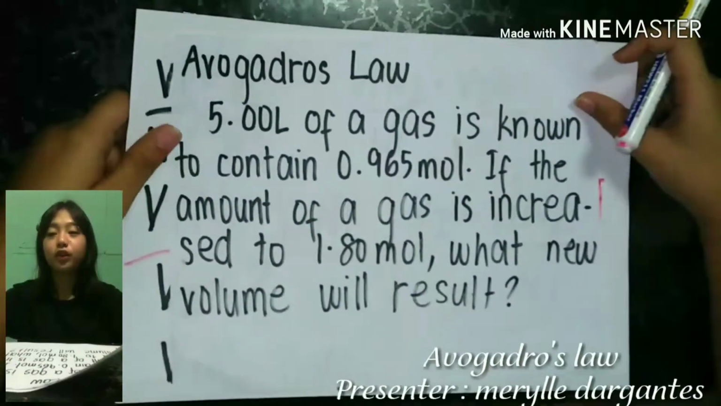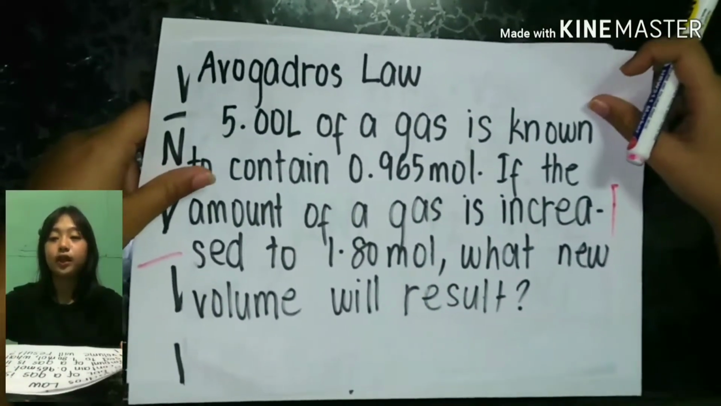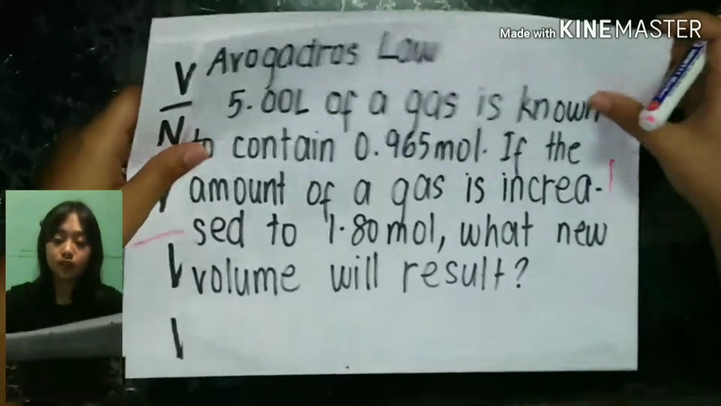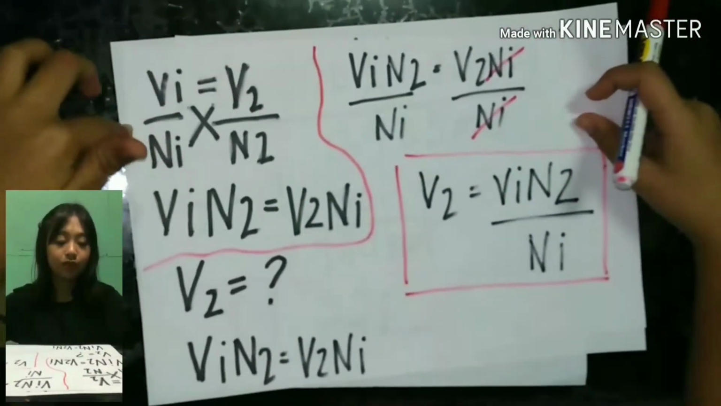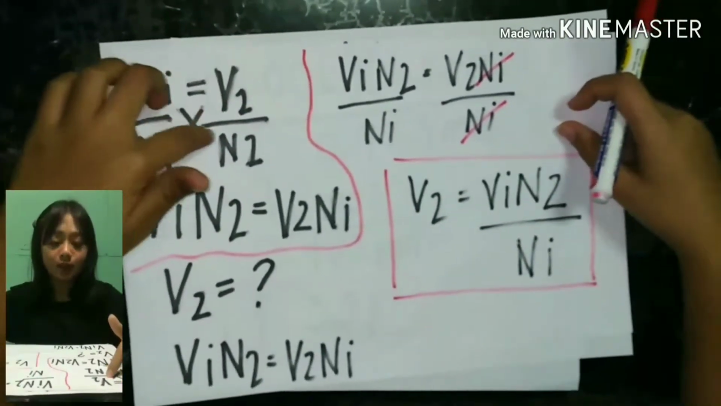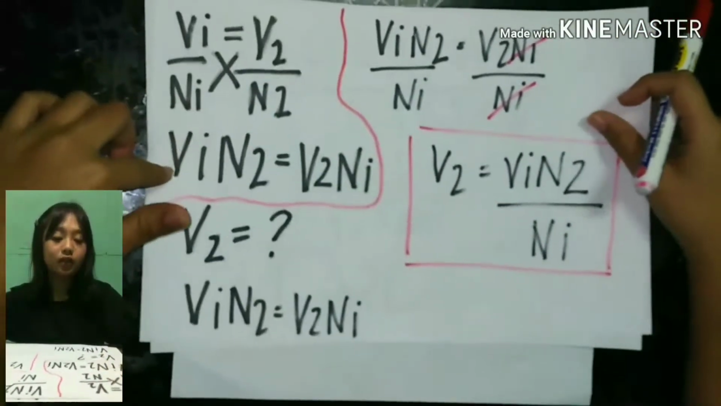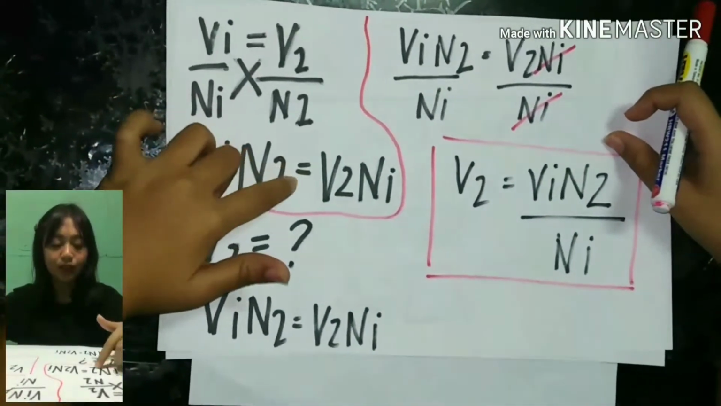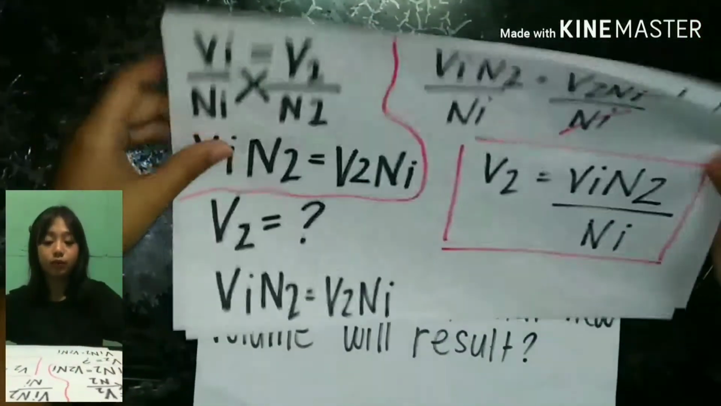Hi everyone, did you know what is Avogadro's law? Avogadro's law is a law stating that equal volumes of gases at the same temperature and pressure contain equal number of molecules. The standard formula of Avogadro's law is initial volume divided by initial gas per mole is equal to final volume divided by final gas per mole. Cross multiply it, then you will come up with initial volume multiplied by final gas per mole is equal to final volume multiplied by initial gas per mole.